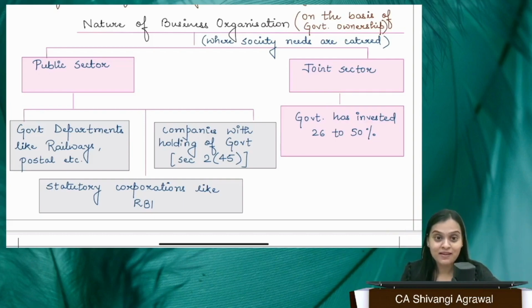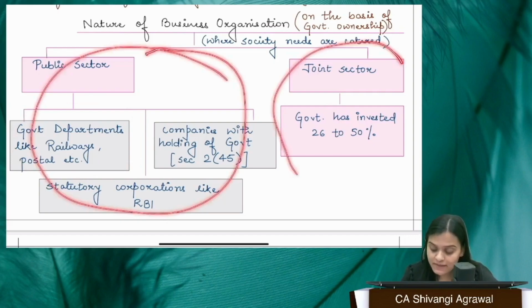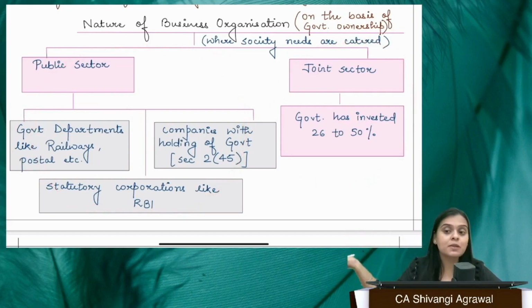Fine. So, these are also owned by government. Then we also have government departments like railways, postal departments, etc. So here government has a good stake. Here in the joint sector, government also invests and the private sector is also investing. Fine. So this is known as joint sector.